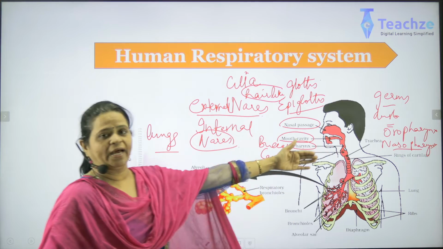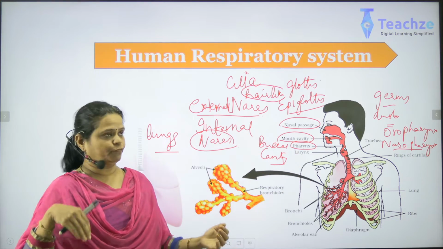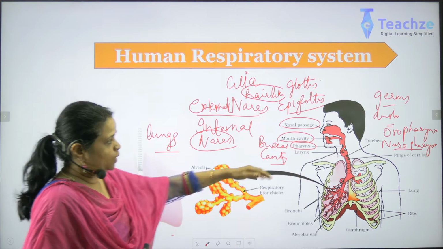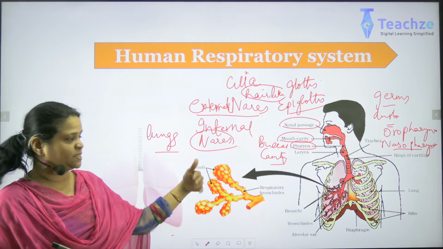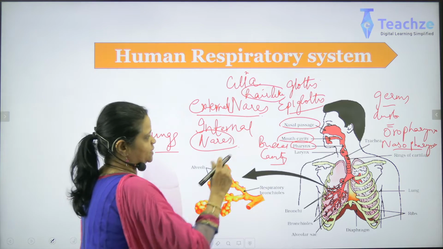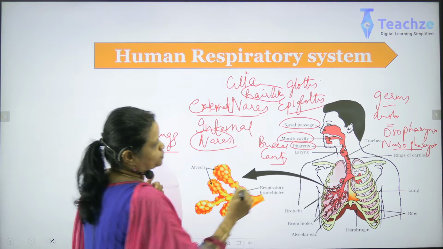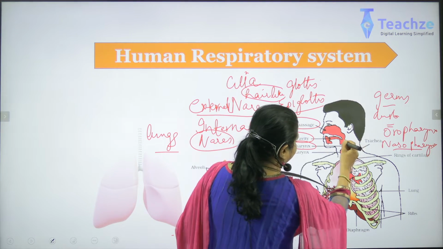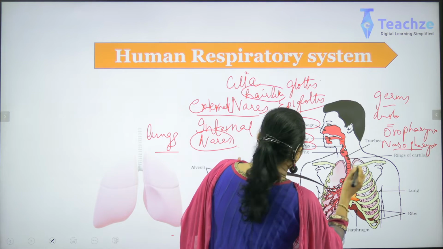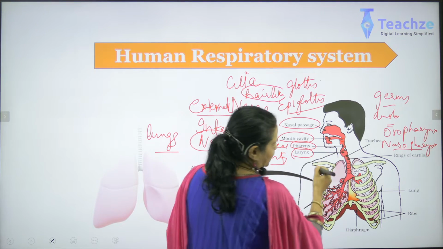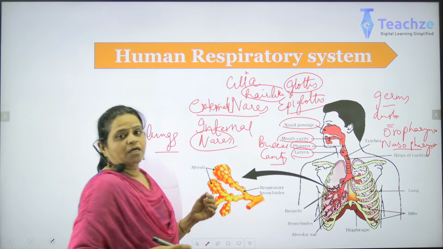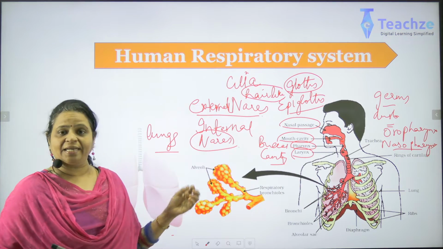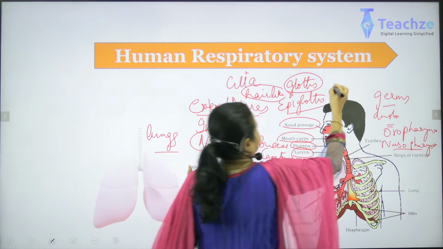Now, the oropharynx is the partition which leads into the food pipe, that is the esophagus, whereas the nasopharynx will lead into the next part, that is the larynx and the trachea. This is the area where you find this particular flap-like structure near the larynx. You can see the larynx here, and just above this you will have a part called the glottis.